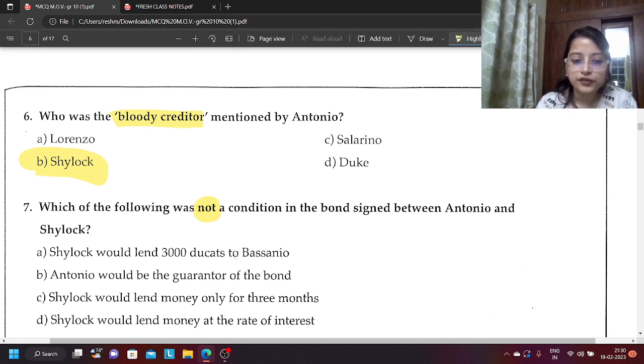Shylock would lend 3,000 ducats. This was of course there. Shylock would be a guarantor of the bond. This one was also. Antonio would be guarantor. This one was also there. Shylock would lend money only for 3 months. This one was also there. What was not there is option number 4.